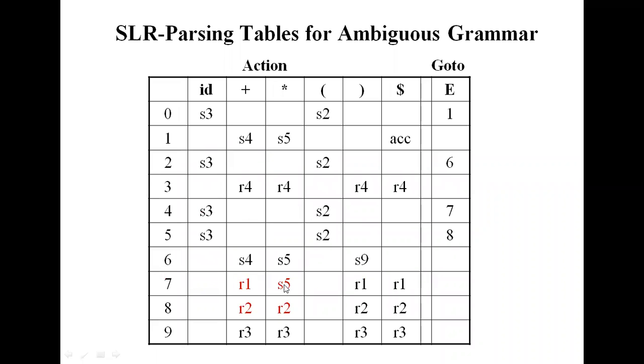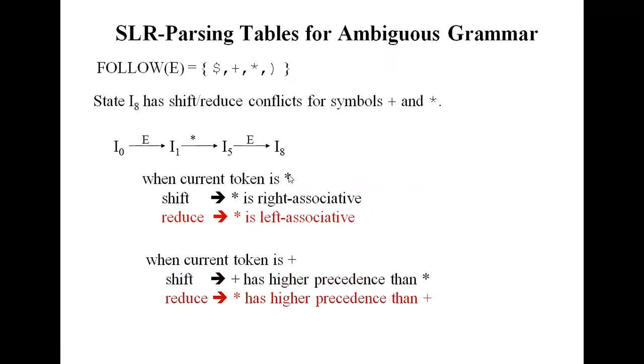In such a way, again for I8 with plus and I8 with star, here also we have the explanation. See, I0 with E goes to I1, I1 with star goes to I5, and I5 with E goes to I8. What it means is at I8, at plus and star I have shift reduce conflicts, and here I am taking the token star.